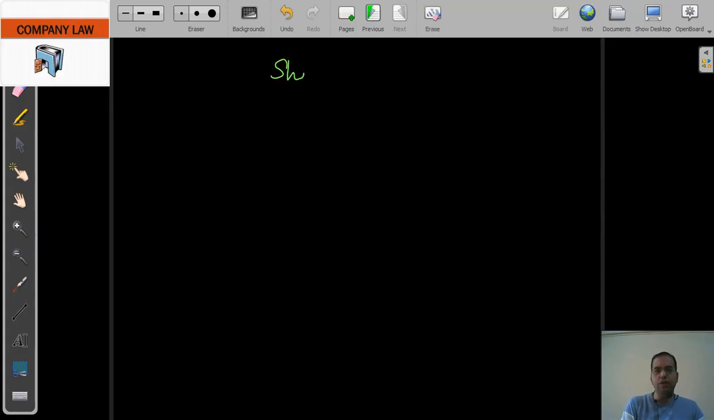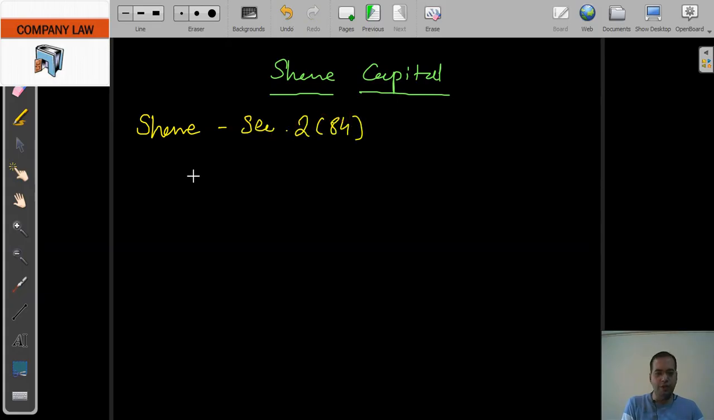Now let's begin with our core topic, that is share capital. Don't get confused, we have discussed the nature of share capital. Now exactly what is meant by share, and then what are the main categories or types of share capital, we will discuss one by one. First let's understand the very important definition of share, which is given under section 2, subsection 84 of the Act. What do you understand by this word share?